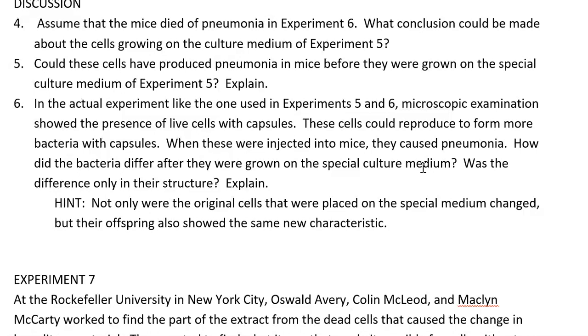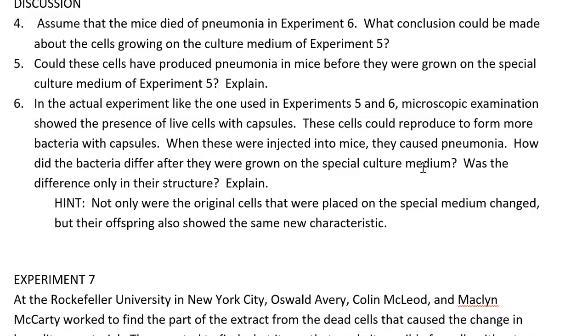How did the bacteria differ after they were grown on the special culture medium? Was the difference only in their structure? Explain. So a little hint there: not only were the original cells that were placed in the special medium changed, but their offspring also showed the same new characteristics. So something had to have been passed down from parents to offspring, because the parents developed capsules and then their offspring did. So what could have happened?